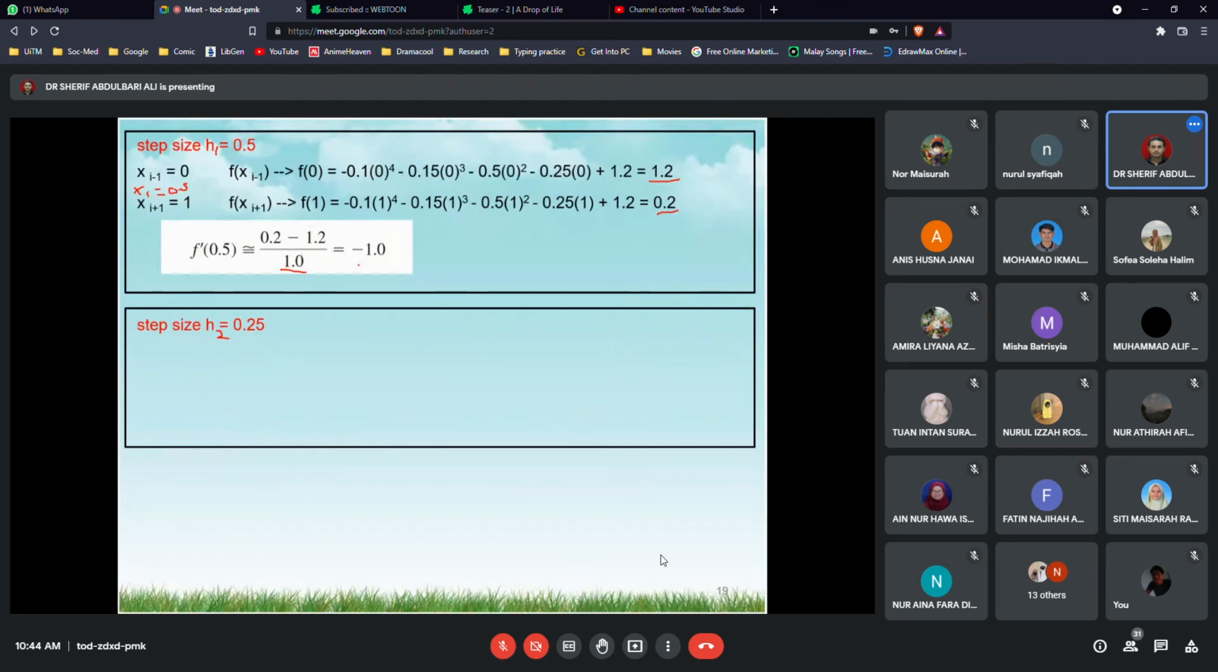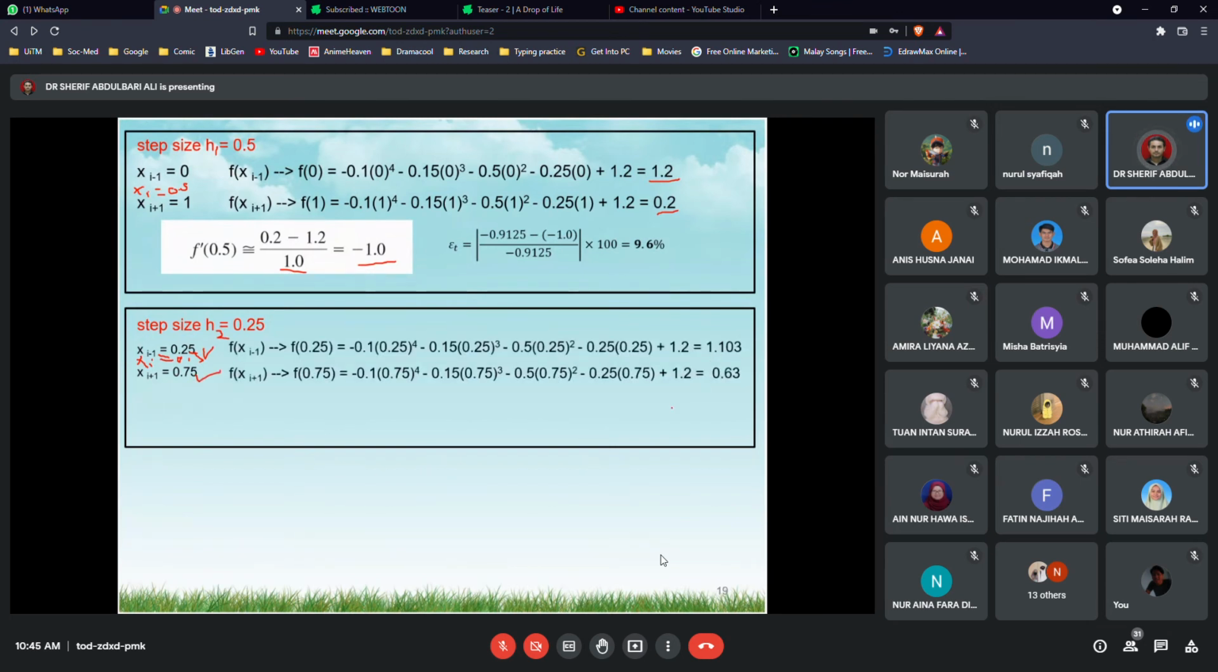With the same pattern, I'm going to repeat with the second step size h2, so 0.25. Remember, my initial value of xi is equal to 0.5. So if I go forward, it's going to be 0.75. If I go backward, it's 0.25. So I will find the function for these two values: it's 1.103 and 0.63. Then I will apply this equation here: 0.63 minus 1.103 over 2 times the step size, 0.5. So I get the answer, negative 0.934. And this is the error for it.